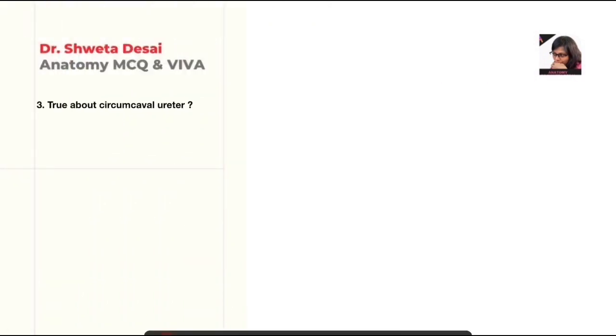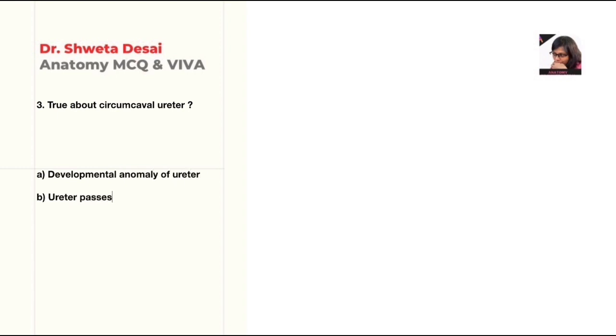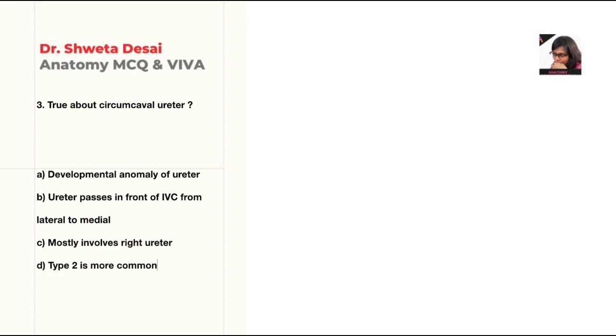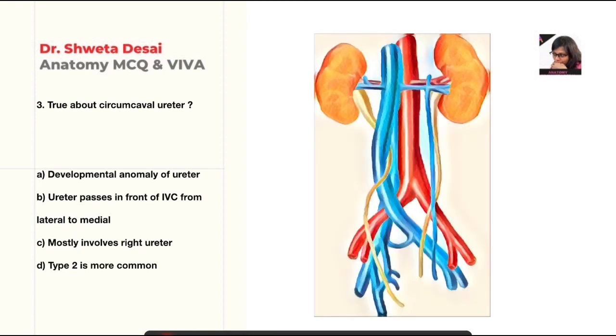Now question number 3. True about circumcaval ureter. Options are A, developmental anomaly of ureter, B, ureter passes in front of inferior vena cava from lateral to medial, C, it mostly involves right ureter and D, type 2 is common. So here in this diagram you can see this one is the inferior vena cava and this one is the ureter. This is mainly because of the anomalies of the vessels. So the first option is wrong here. Ureter passes in front of IVC from lateral to medial, that is also wrong. So the true statement about circumcaval ureter is that it mostly involves the right ureter.